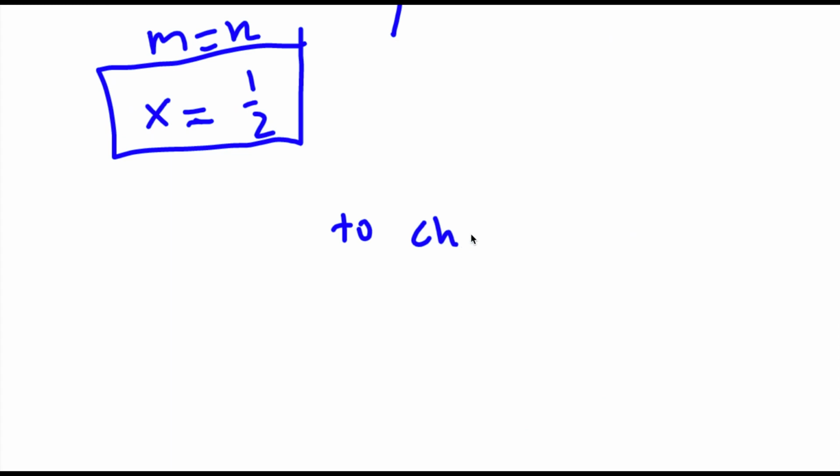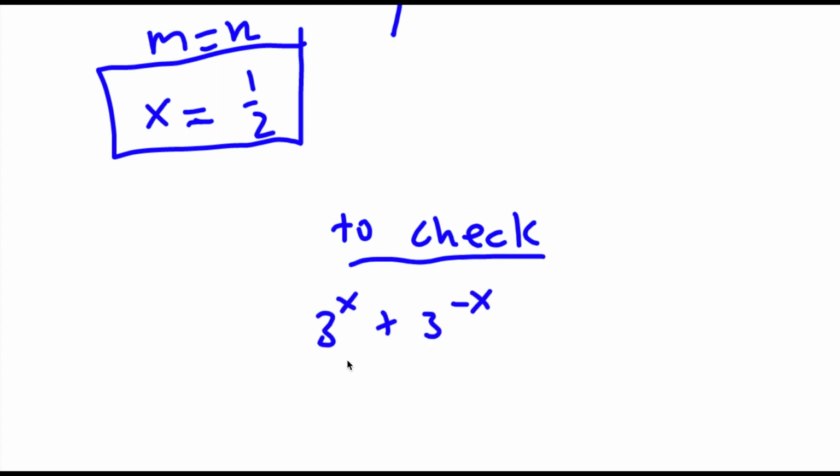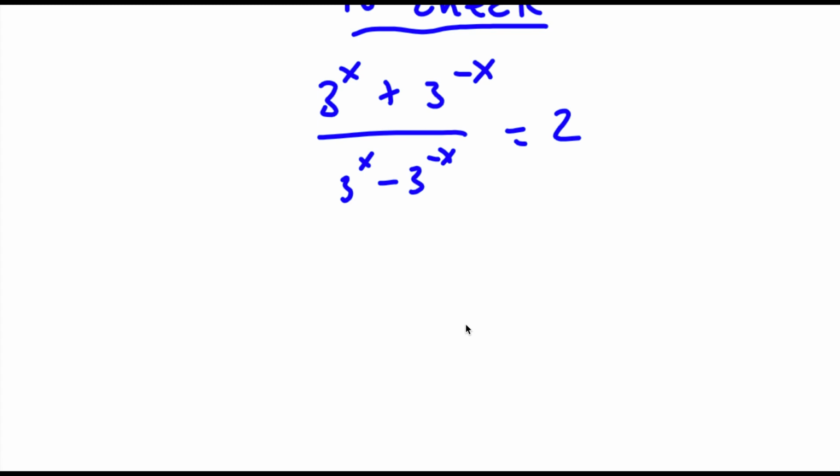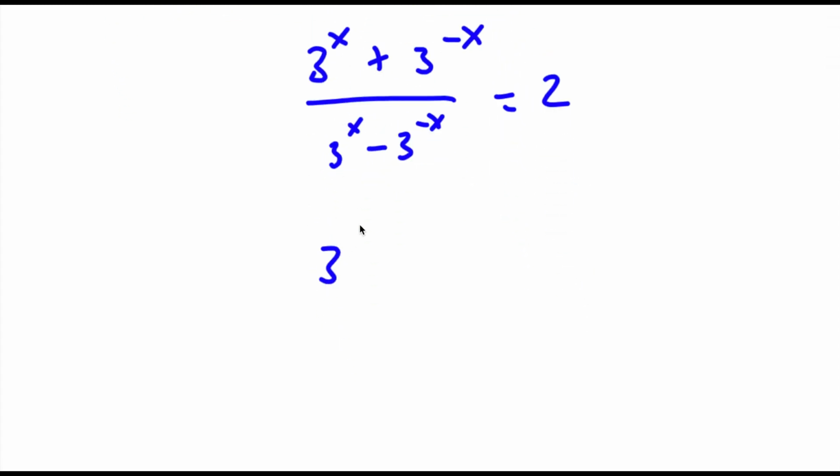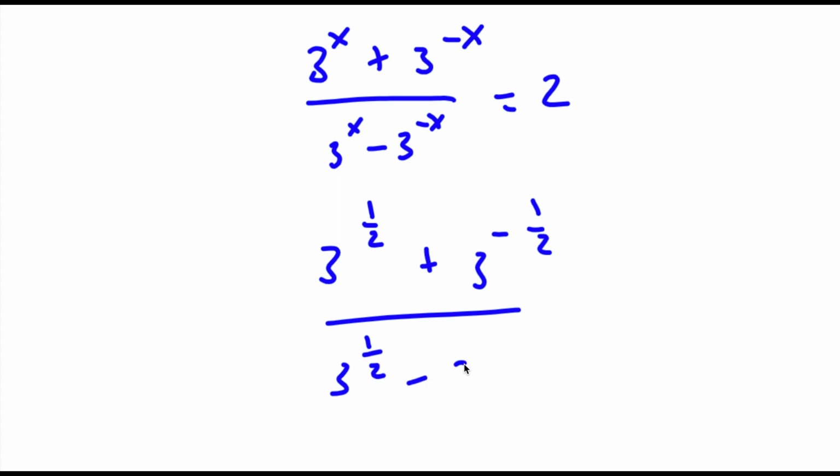Now to check, our original equation was 3 to the power of x plus 3 to the power of negative x over 3 to the power of x minus 3 to the power of negative x is equal to 2. Now we know x equals 1/2, so I have 3 to the power of 1/2 plus 3 to the power of negative 1/2 over 3 to the power of 1/2 minus 3 to the power of negative 1/2, and this is equal to 2.